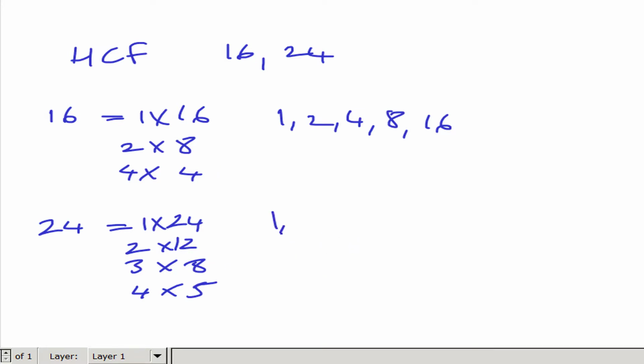So you got 1, 2, 3, 4. That should be 4 times 6, excuse me. 6. Then you got 8 here. And then you got 12 and 24. So these are all the factors of 24. That's a nice way of explaining it.